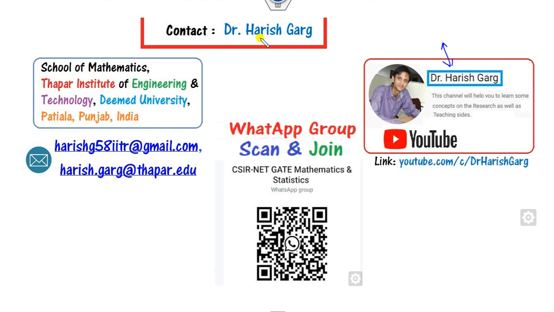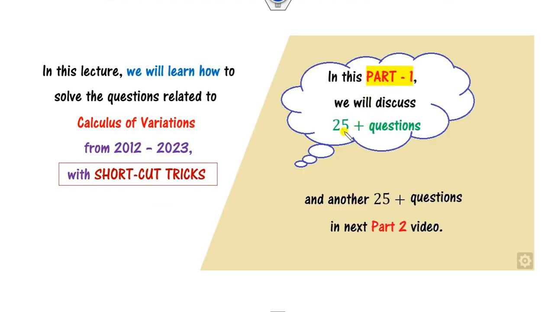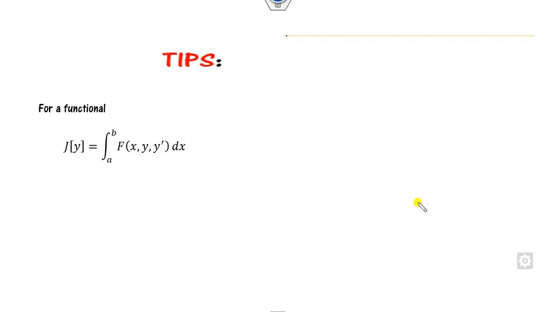So now we will see how you can solve these questions related to the calculus of variation from the year 2012 to 2023 with the help of shortcut tricks. We are trying to solve 25 plus questions in this part, and once we have completed this part, we will upload the second video, again related to the calculus of variation, covering the next 25 plus questions. So what is the shortcut tip for you?